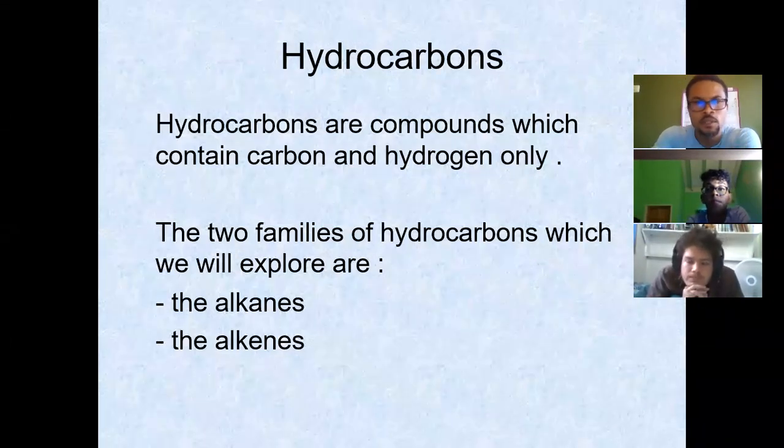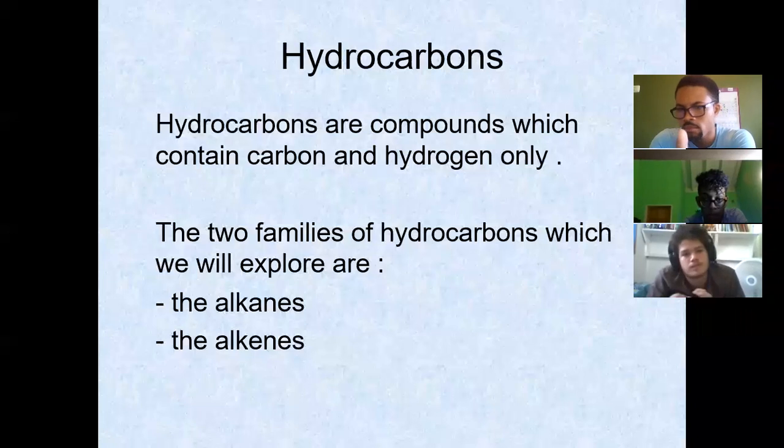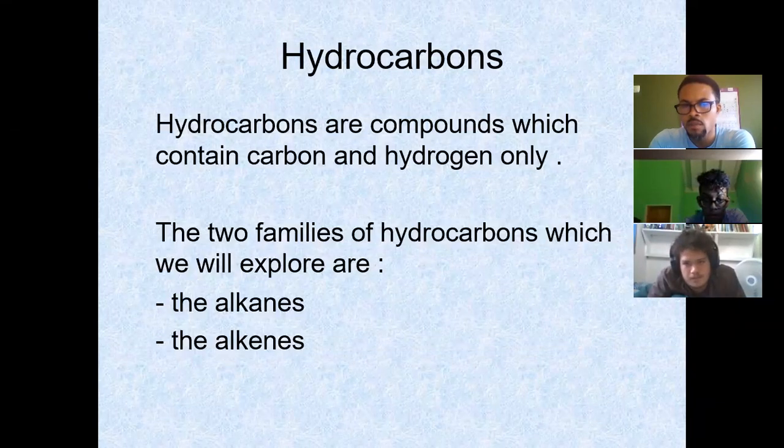So hydrocarbons. We know hydrocarbons are compounds made from carbon and hydrogen. Good. So we have an example of 2 homologous series. We have alkanes and alkenes. Right? We know we have, what else? What are the other homologous series we can have?